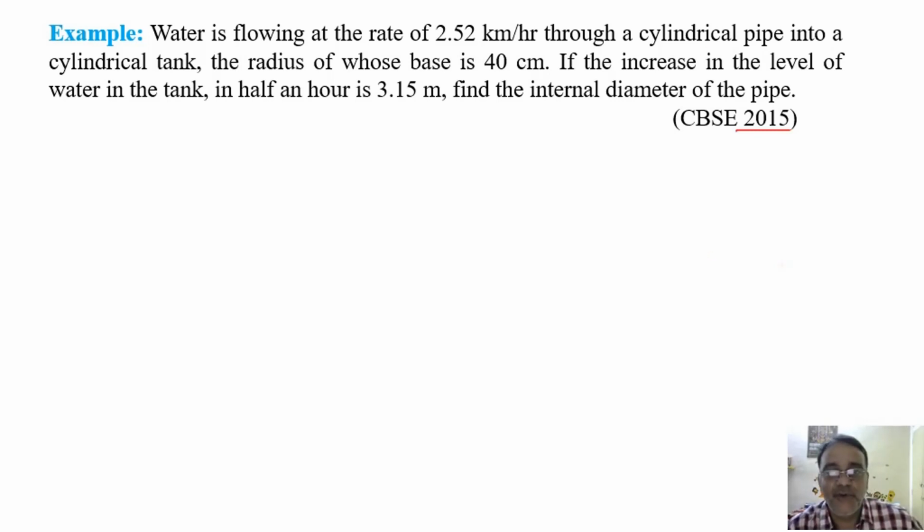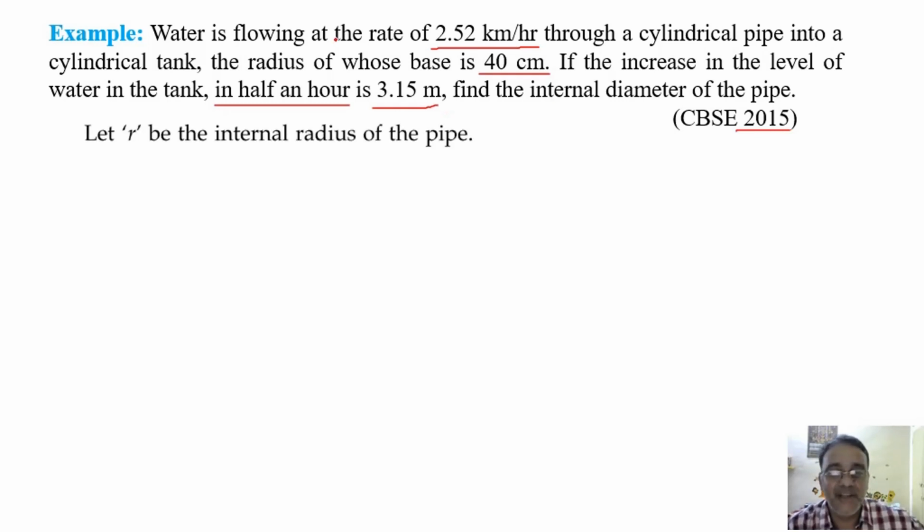So water is flowing at the rate of 2.52 km per hour through a cylindrical pipe into a cylindrical tank, the radius of whose base is 40 centimeter. If the increase in the level of water in the tank in half an hour is 3.15 meter, find the internal diameter of the pipe. So now this is a slightly different question. Here we will find the radius first. First we will find the radius, then we will find the internal diameter.